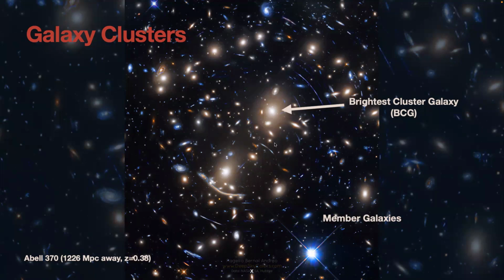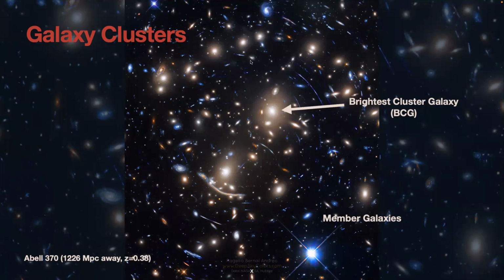And the brightest cluster galaxy, we call it a BCG. It's basically the galaxy that is brightest and usually at the center of the galaxy cluster. If you find a BCG, you probably pretty much know where the center of the galaxy cluster is. And all these other galaxies here, we pretty much call them members.